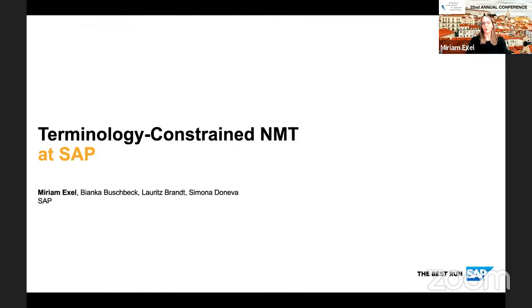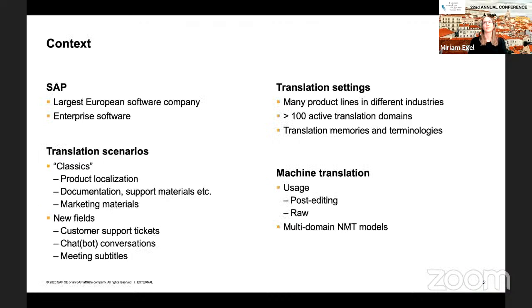I will report about a study that we conducted at SAP, and it's about applying terminology constraints, as Mary said. And it's joint work with my colleagues Bianca, Lauritz, and Simona. So in case you don't know, SAP is a German multinational software company. Actually, by revenue, it's the largest software company in Europe.